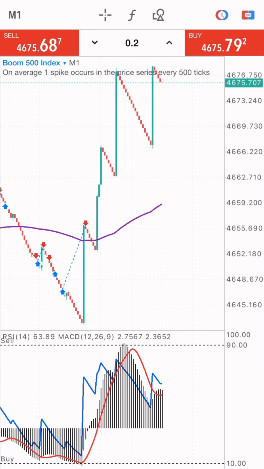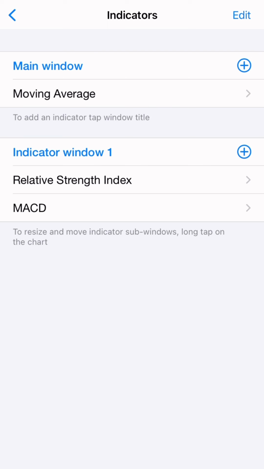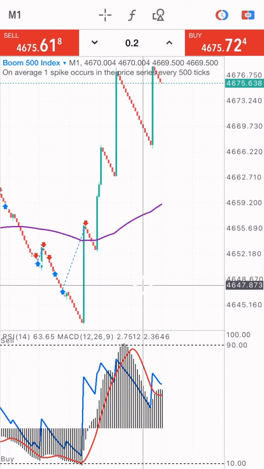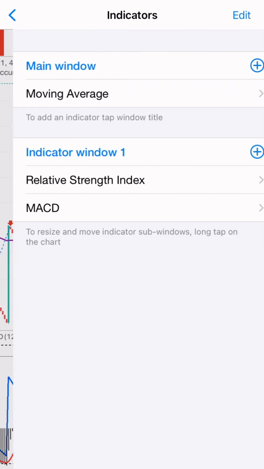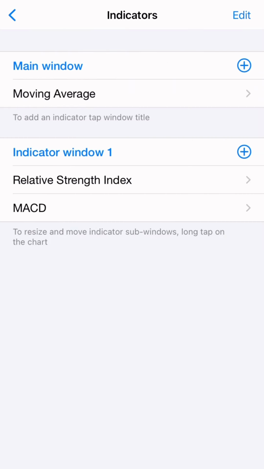After you've clicked on done, you're going to put the MACD below the RSI. If you put the MACD first, the levels are not going to show. If you put the MACD first, this level of 90 and 10, you're not going to see it, okay. So that's why you need to put the RSI first before the MACD.